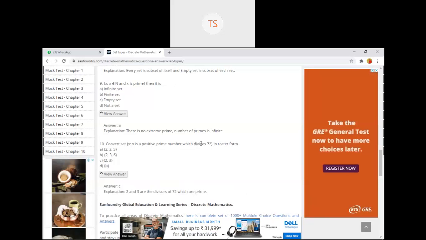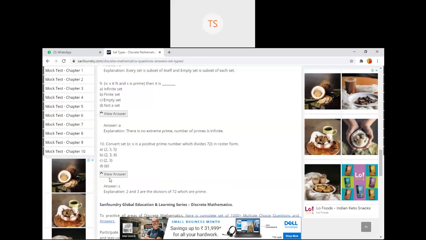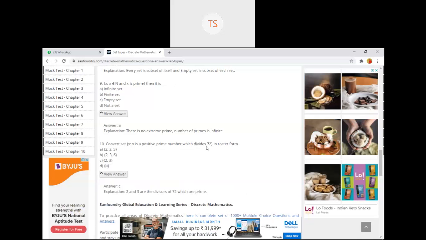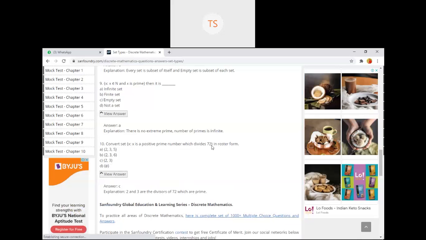Now, if you divide 72 by 2, you will get 36. Yes, that means 72 is divisible by 2. Now, if you divide 72 by 3, you will get 24. That means again 72 is divisible by 3. So you will have only two numbers, 2 and 3. So this is your correct option. Here 2 and 3 are the divisors of 72 which are prime numbers.